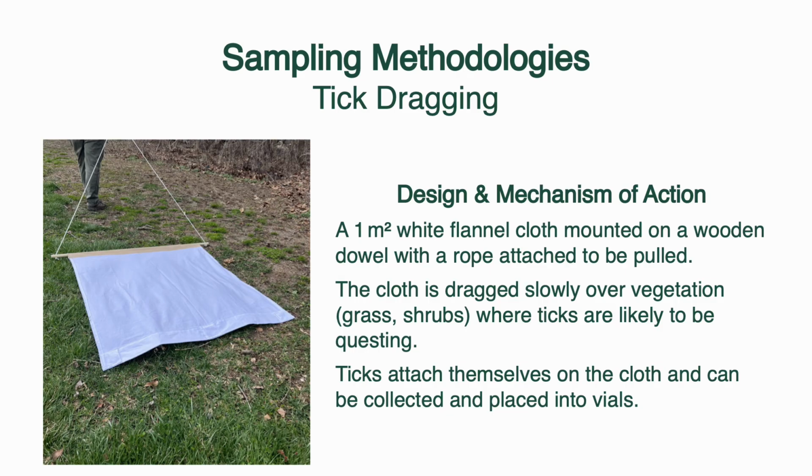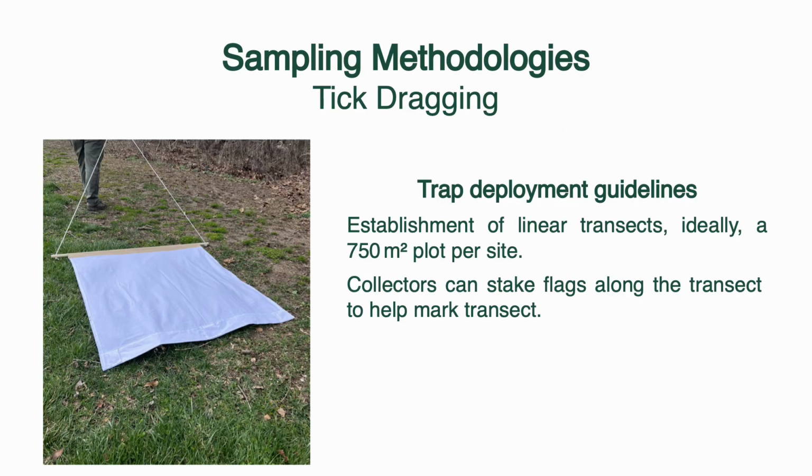During sampling, a transect is established within the study area, and the cloth is slowly dragged over vegetation such as grasses and low shrubs, where ticks are likely to be actively questing for hosts. At the end of each transect pass, the cloth is inspected for attached ticks, which are carefully removed using fine-tipped forceps. When establishing a transect for tick collection, linear transects should be positioned systematically throughout the target habitat to ensure representative sampling coverage.